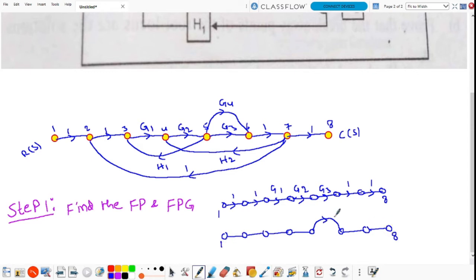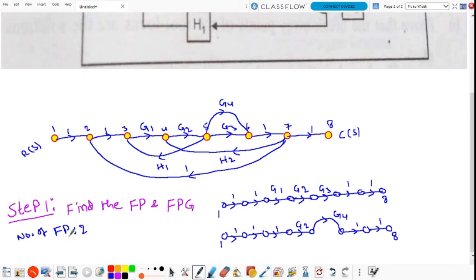And this gain is G4, this gain is G2, and the other branch gains are 1. So these are the forward paths. The total number of forward paths is 2. Now next, calculate the forward path gains.